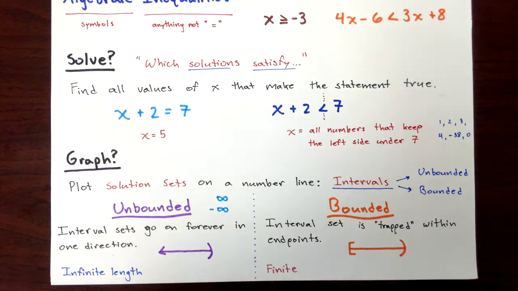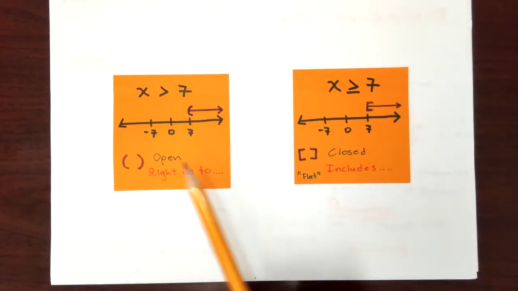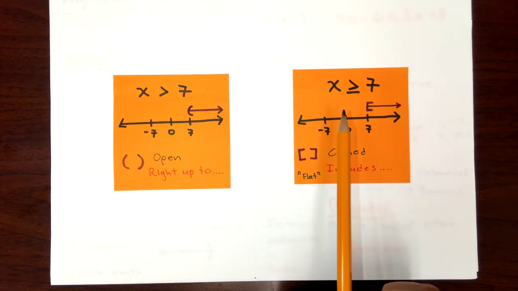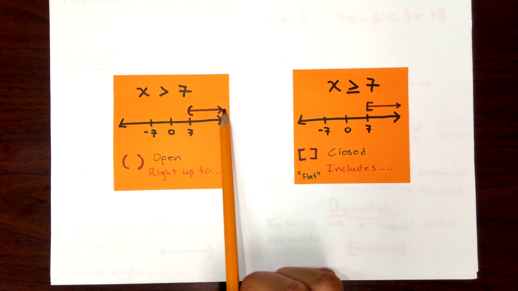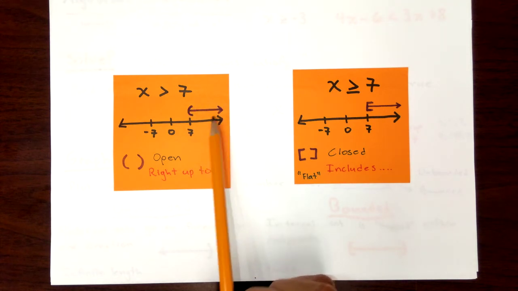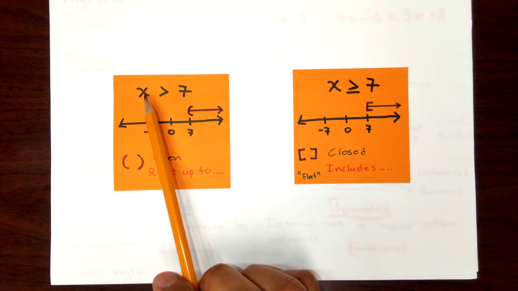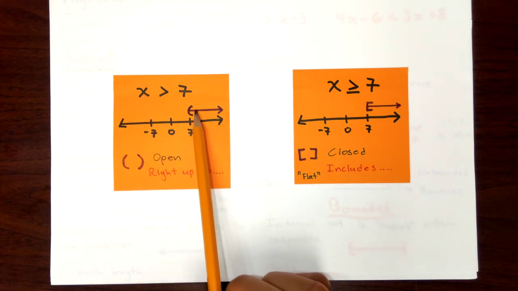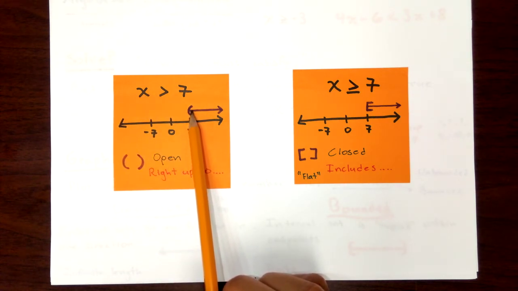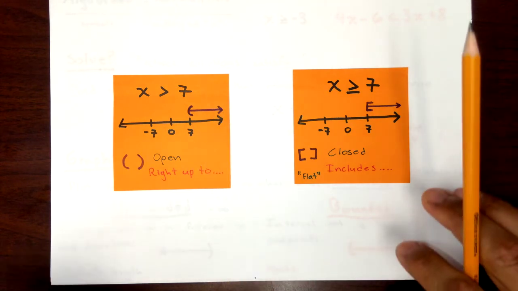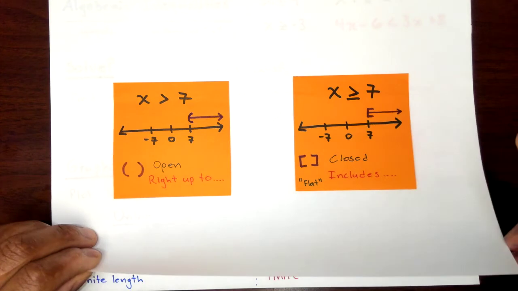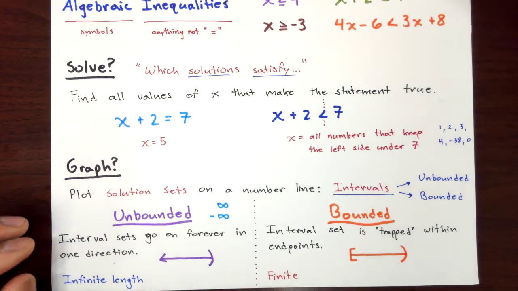Let's go back to this right here. These are both unbounded intervals. Why? Because we're stopping at 7 on one side, but we're going on forever in this direction, in the positive direction. That means that x on this number line can be everything right up to 7 in the left direction, but then can go on forever in the right direction. It can go up to 1 billion. X can be 1 billion in this case.